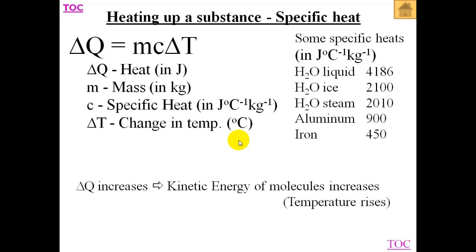So which of these substances will be the hardest to heat up? Well, it has to be the water, because it needs 4,000 joules for 1 kilogram to go up by 1 degree centigrade. Iron is easy to heat up. It has a low specific heat capacity. It only needs 450 joules per kilogram per Kelvin.